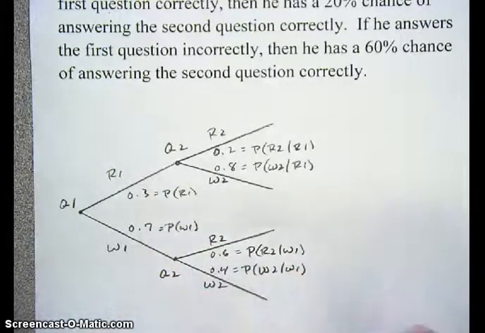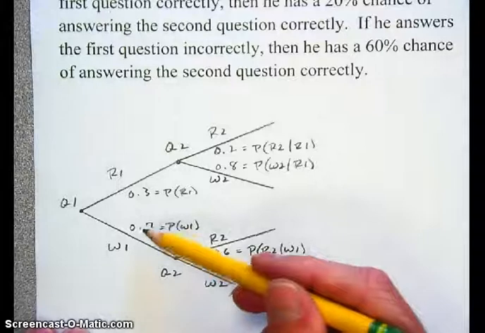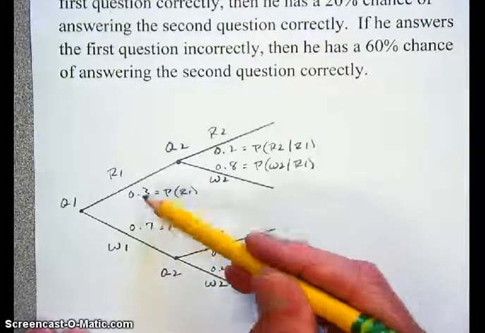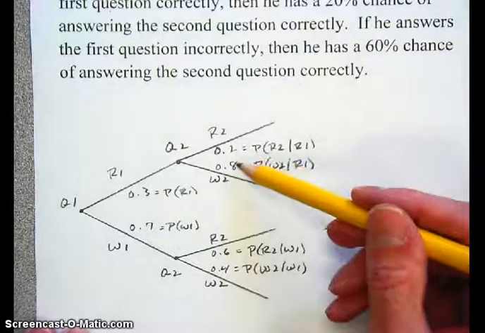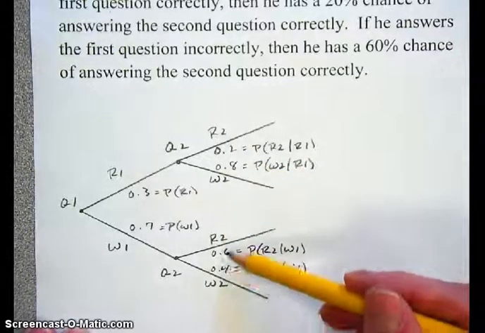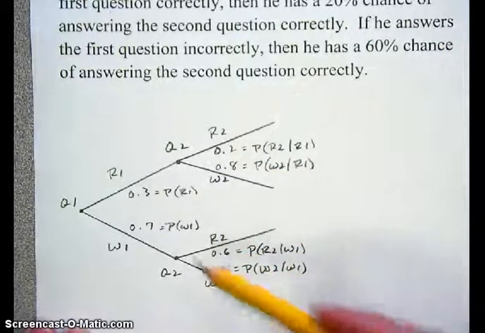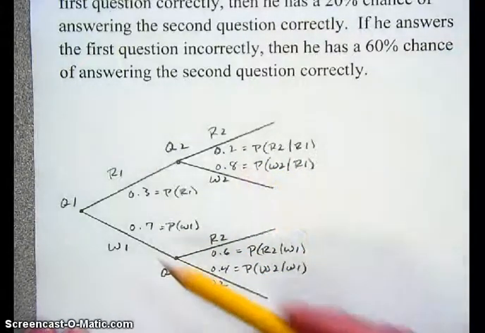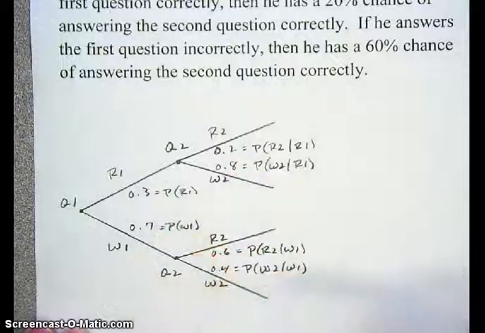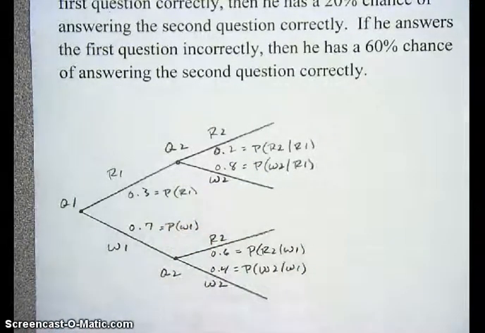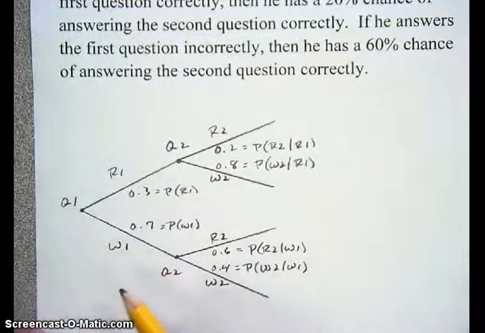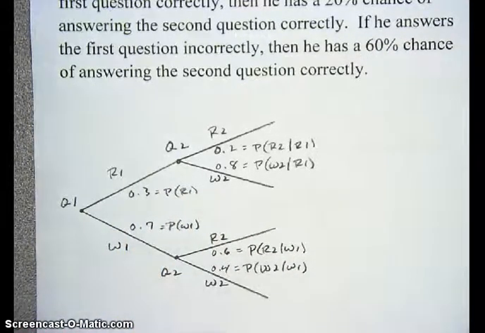Now if you look at each of these nodes, the probabilities coming off of each node have to add up to 1. These two are complementary, they have to add up to 1, and they do. These two probabilities have to add up to 1, and they do, and so do these two. So you can check your work when you're making these diagrams, make sure these probabilities add up to 1 coming off of each node, regardless of how many possible outcomes or branches you have coming off of that node.